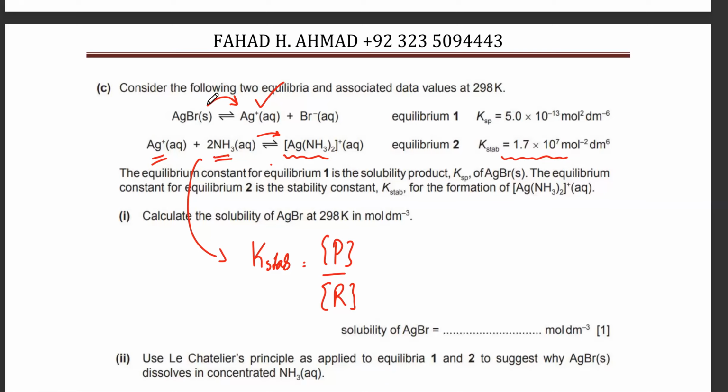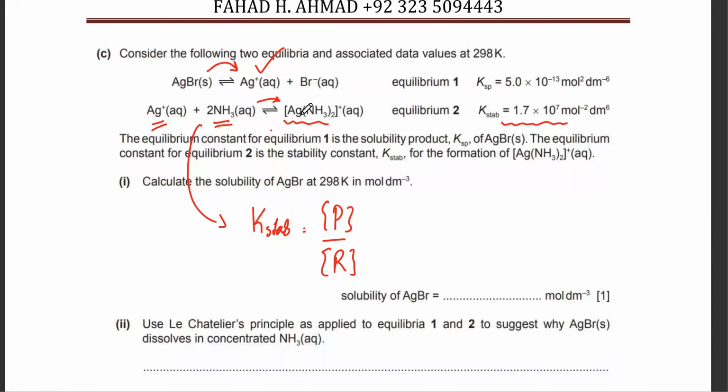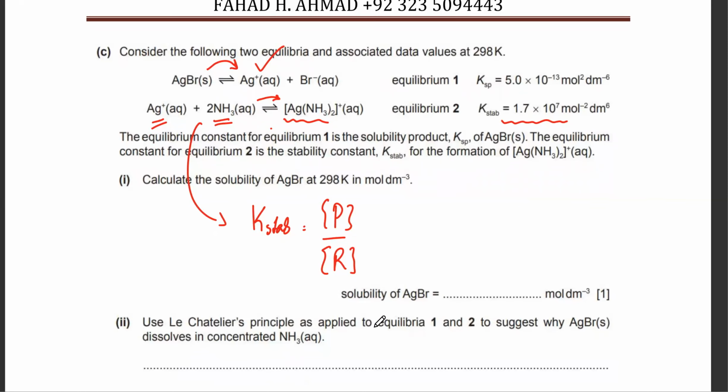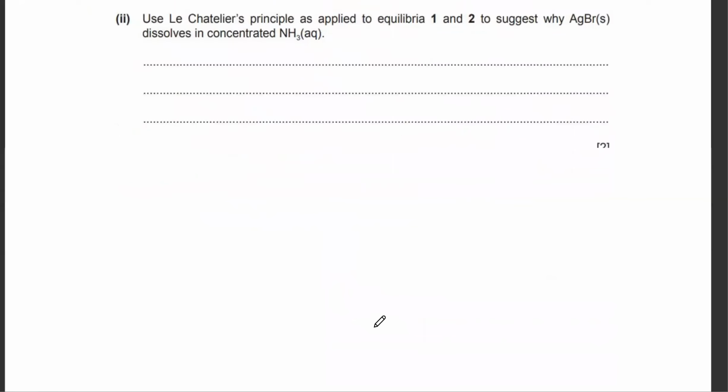But as the silver ions decrease in solution, why are they decreasing? Because all of them are combining with NH3. So as they decrease, the equilibrium in the first one, the dissolving part where the AgBr dissolves, will start moving in the forward direction. So this is how you're going to explain using Le Chatelier's principle. Is that clear? Yes.